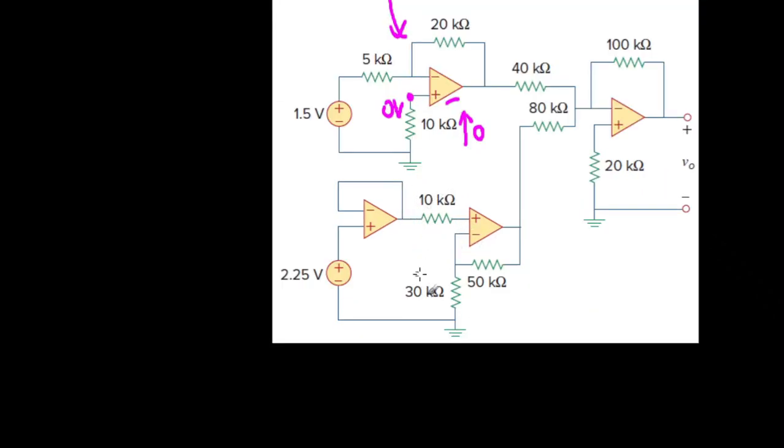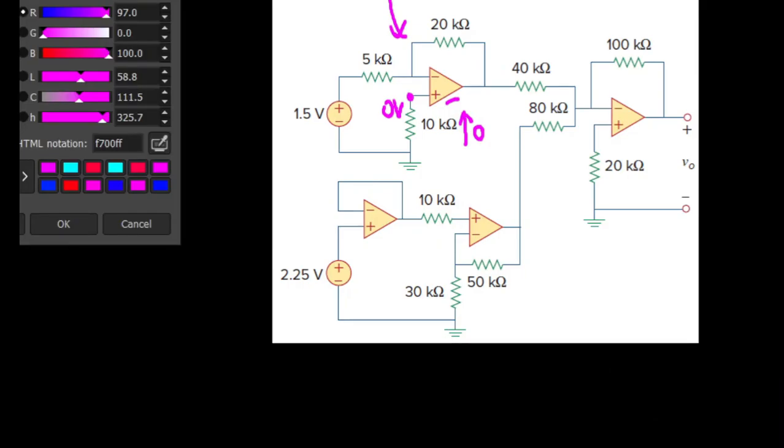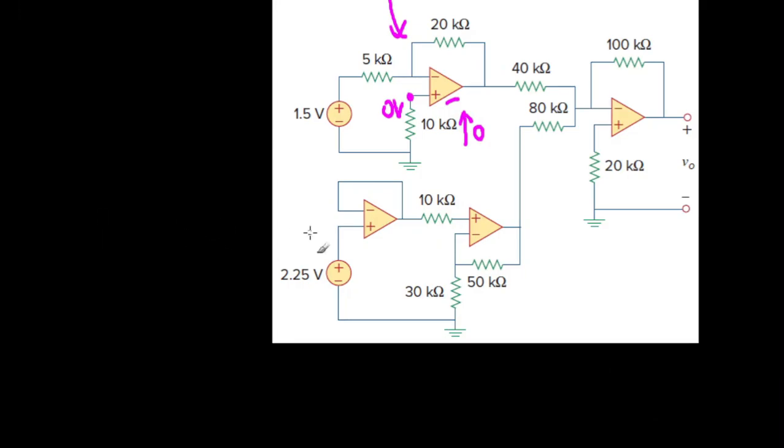The next one. Let's go here. Okay, some voltage. Yeah, this is definitely a voltage follower, so we don't even need to specify that. Let's just say that there's 2.25 volts here.